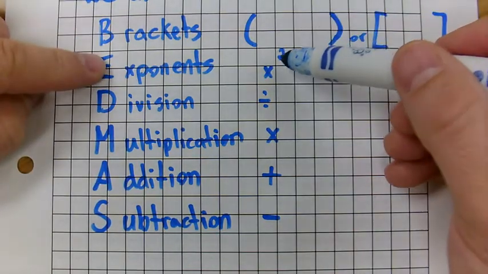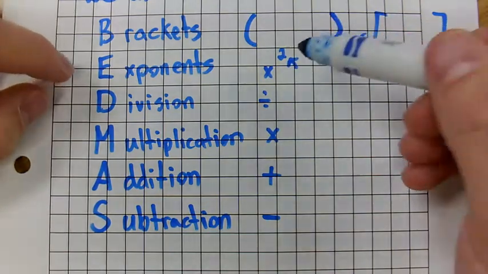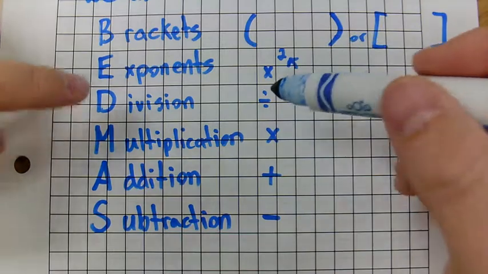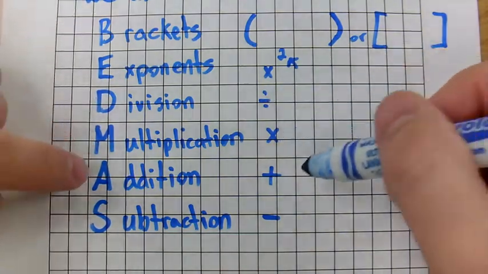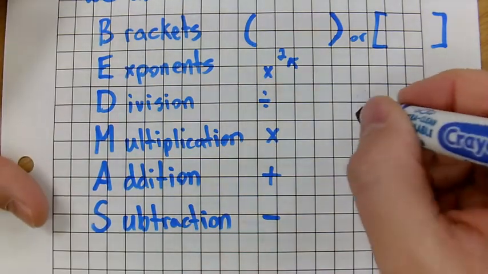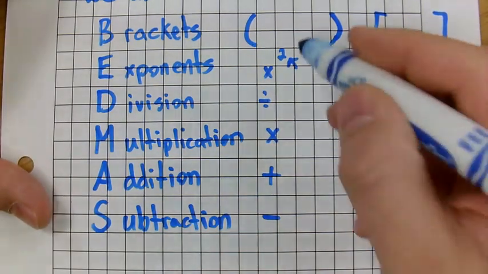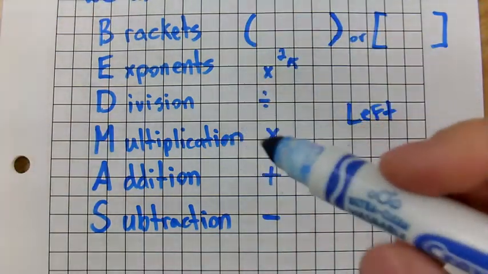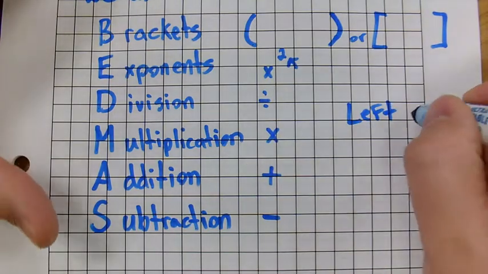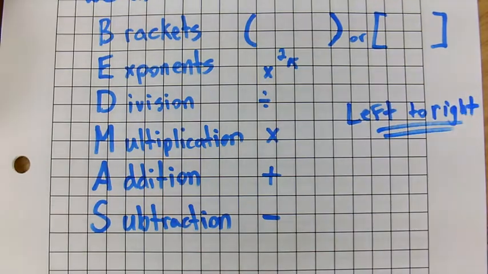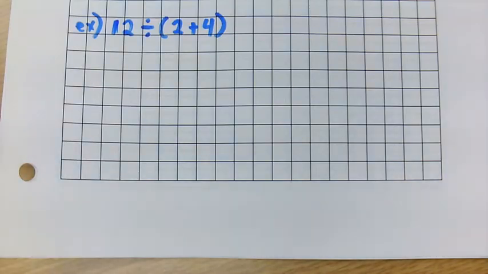Then there's exponents, so those numbers up in the sky that we've only learned a little bit about so far, but we'll be using those in the years to come. Division, multiplication, addition, subtraction. And then we do everything left to right. So if there's a bunch of division in a row, or a bunch of addition, or a bunch of multiplication in a row, we go left to right. Just like reading.